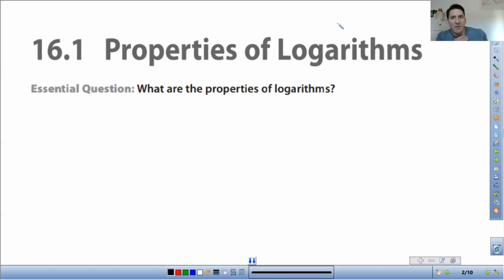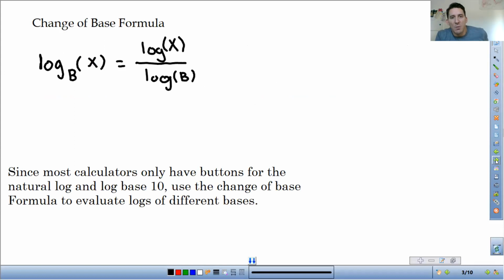All right, IM3 classes. Moving on with our logs, we're going to be talking about the properties of logs. Properties of logs are very similar to the properties of exponents. There's one that we are going to talk about that's slightly different, and that's this first one coming up. It's called the change of base formula. What the change of base formula allows us to do is to evaluate logs in a calculator.